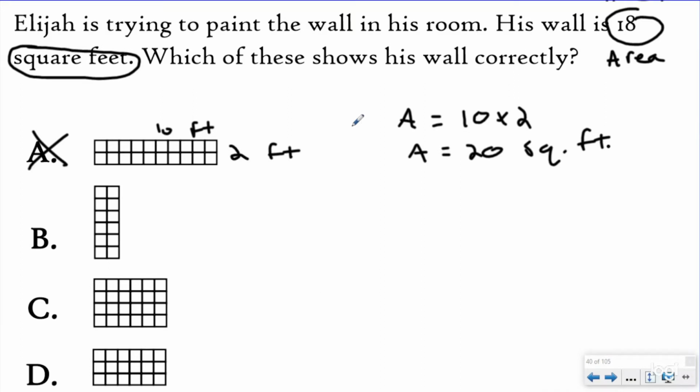If you don't want to use your formula, you could just count by 2, right? So for this, I'm just going to count. I have 2, 4, 6, 8, 10, 12. My area for B is going to be 12 square feet. So that one can't be the answer.